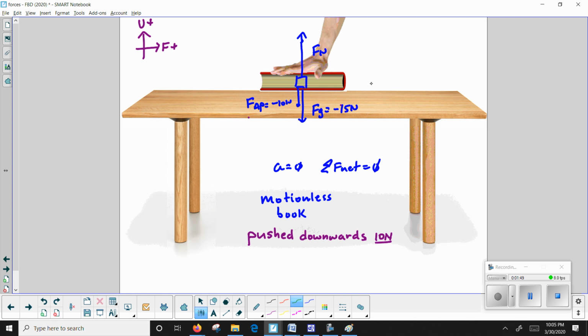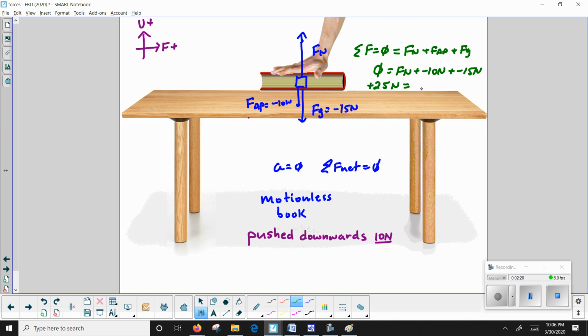I know that the sum of the forces must be zero, and the forces are going to be the normal force, the applied force, and my force of gravity. So here, let's do this. I know my normal force is unknown. I leave it as Fn. I know my applied force is 10 newtons downwards. Gravity is 15 newtons downwards. And you see what we can do now? We can add these two together. They become negative 25, bring them over, and they become positive 25 newtons.